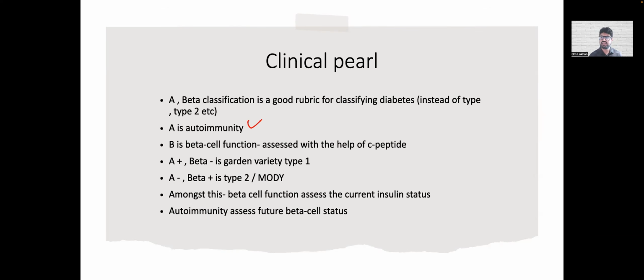Now, A plus, that is autoimmunity is present and beta cell is negative. This is the garden variety type 1. Whereas autoimmunity negative and beta cell function is preserved, this is suggestive of type 2 or MODY. This is something you should understand.